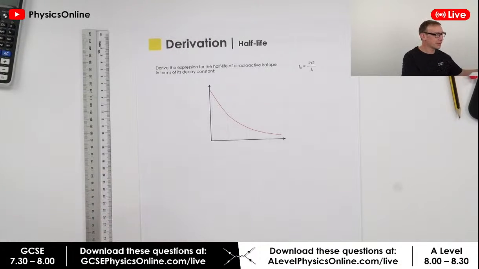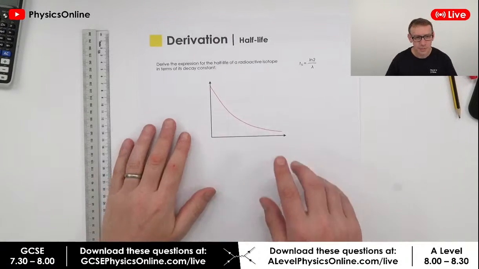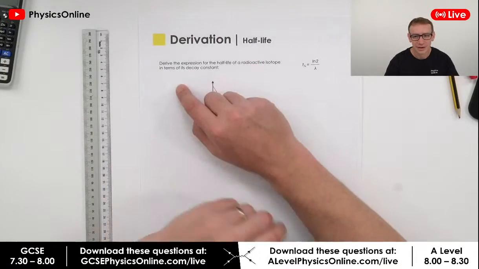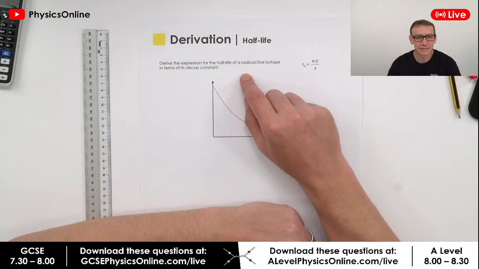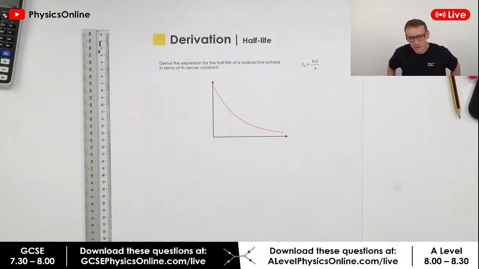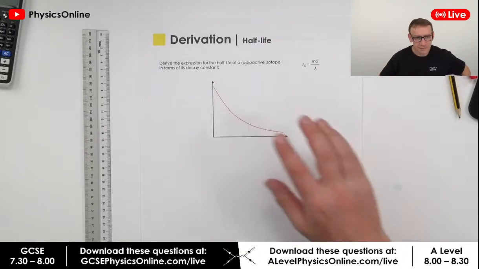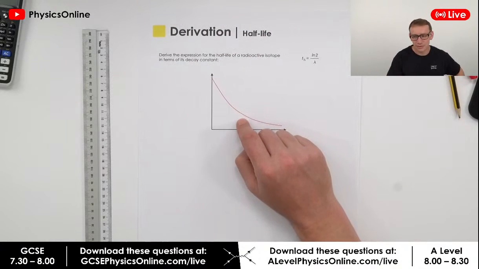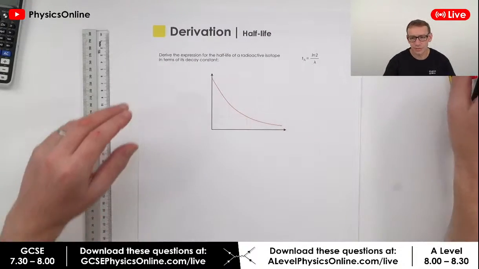So this is sometimes an equation given to you. Now, basically, this sheet just says, derive the expression for the half-life of a radioactive isotope in terms of its decay constant. Now, there's two ways you could start. We have here just this exponential decay, like we saw in that last question.